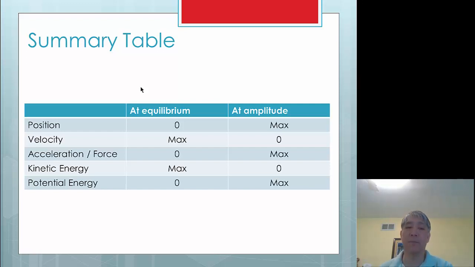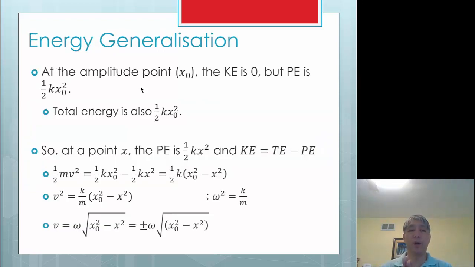Generalizing energy, so I can think about it at other points besides just the amplitude points or at the equilibrium, I come up with this set of formulas. At the amplitude point, my kinetic energy is going to be 0, but my potential energy is this maximum. If I call x sub 0 my amplitude, then my potential energy becomes 1/2 k x0 squared. I would have a similar minus x0, but as long as I square it, it comes out positive.